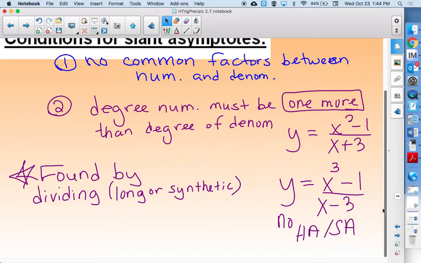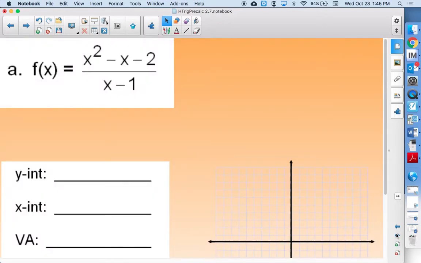So I'd like you to see if you can work through those first four pieces. Find the y-intercept, find the x-intercept, find the vertical asymptote, find the horizontal asymptote. And then we'll talk about getting the slant asymptote. See if you can just work through those four pieces, because that's what the homework was last night. That's what we did in the notes.